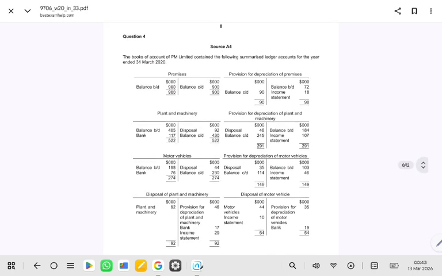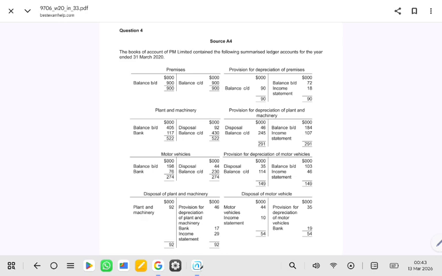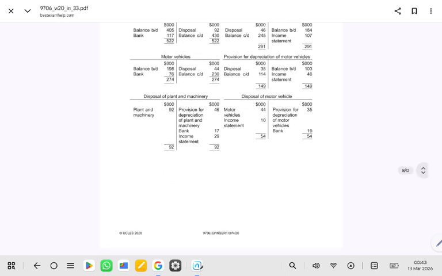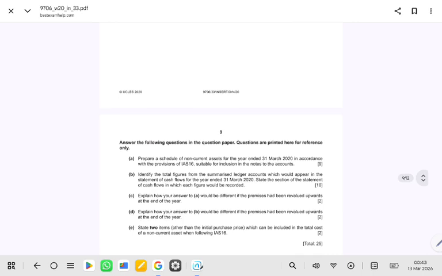So let's start. The books of account of P Limited contain the following summarized ledger accounts for the year ended 31st March 2020. So they have given these summarized ledger accounts. Answer the following questions in the question paper. Questions are printed here for reference only.